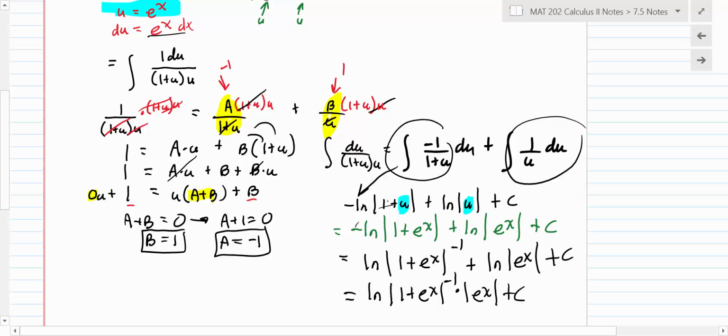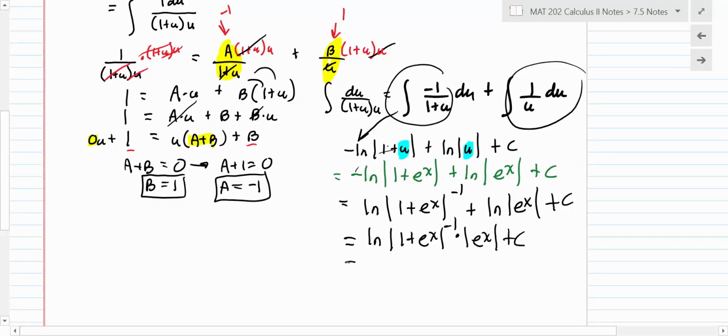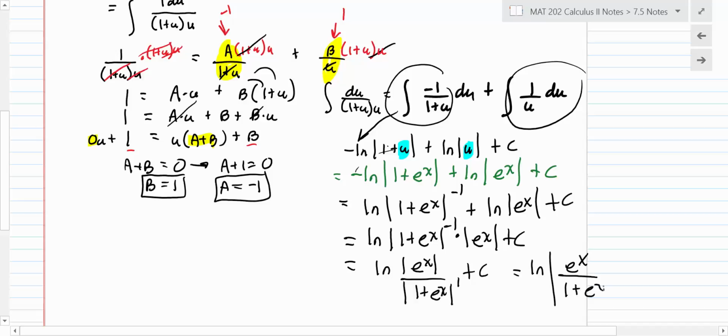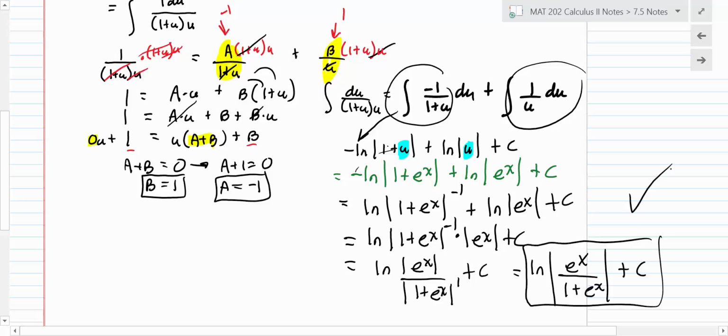plus c. And then the other thing I'd probably do on this is write it this way. Since that's a negative exponent, it would make a lot of sense that you could just do ln of e to the x over (1 plus e to the x) to the first power, like that. And then since they're both to the first power, actually the ideal way to write the answer to this problem would be like this: ln of e to the x over (1 plus e to the x) plus c. Okay, that would be a beautiful way to write the answer. So I think that's a cool integral.